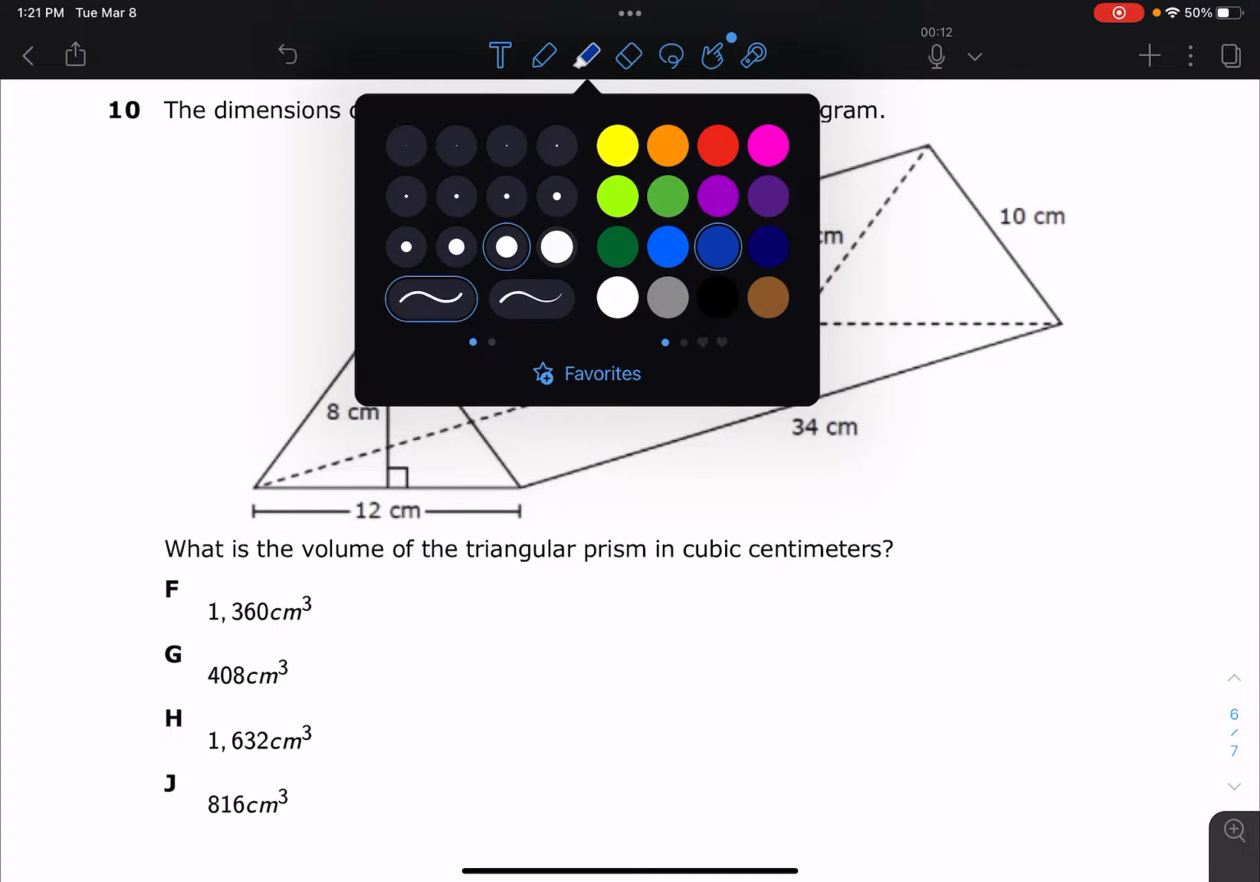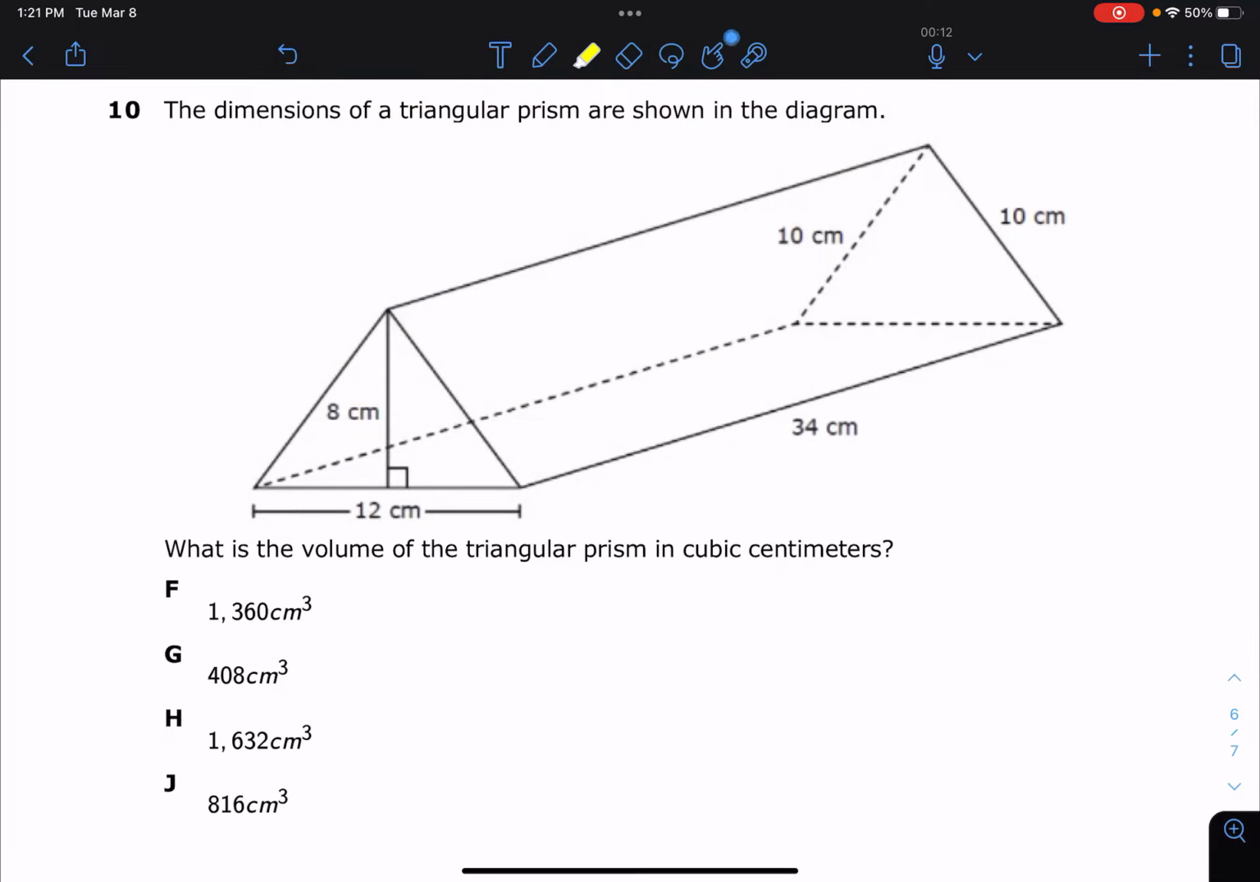The very first thing we have to do with our shape is to identify our base. Well, this is a triangular prism. So what does that mean for our base? If you said that means that our base is a triangle, that is correct. So that means that our bases are here. Let's go ahead and shade that in.